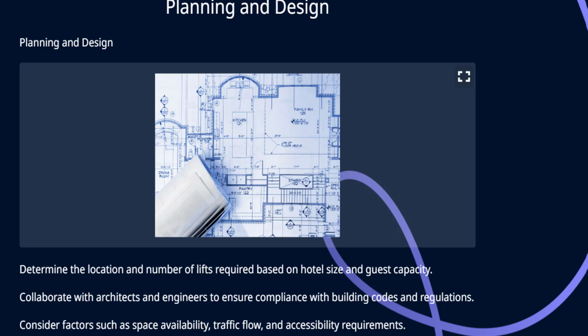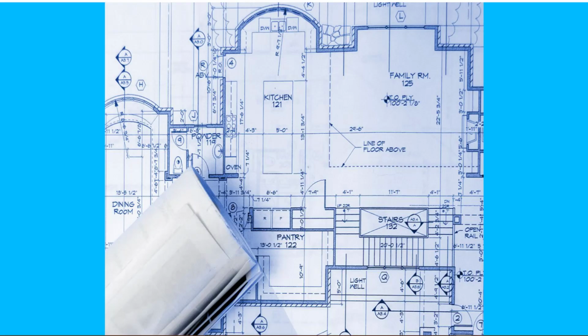Consider key factors. Key factors to consider include space availability within the hotel, the expected traffic flow of guests and staff, and accessibility requirements, especially for guests with disabilities. Collaborate with experts. It is essential to collaborate with architects and engineers during this phase to ensure the design complies with building codes and regulations. Their expertise ensures that the lift is seamlessly integrated into the hotel's design.